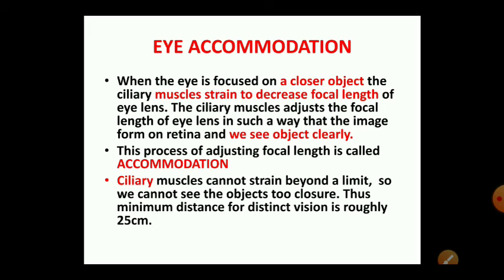Ciliary muscles also have their limit. They cannot strain beyond a limit, so we cannot see objects that are too close. Thus, the minimum distance for distinct vision is always 25 centimeters for a healthy person. When the person has a defect of vision, then it changes.